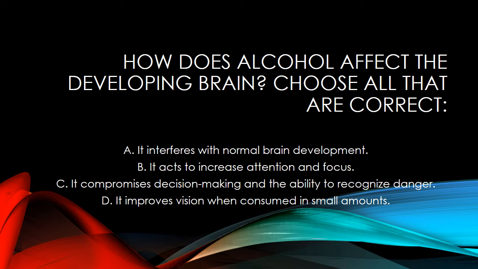How does alcohol affect the developing brain? Choose all that are correct. It interferes with normal brain development. It acts to increase attention and focus. It compromises decision making and the ability to recognize danger. It improves vision when consumed in small amounts.